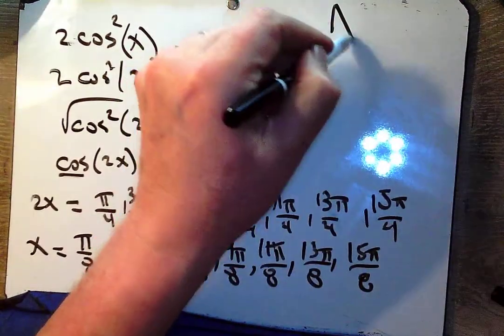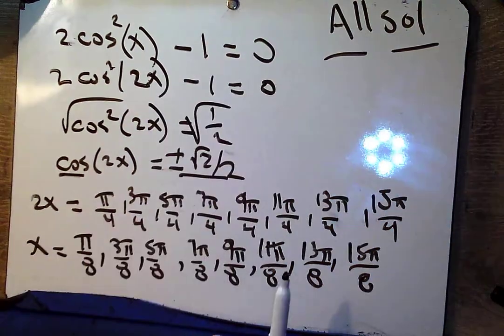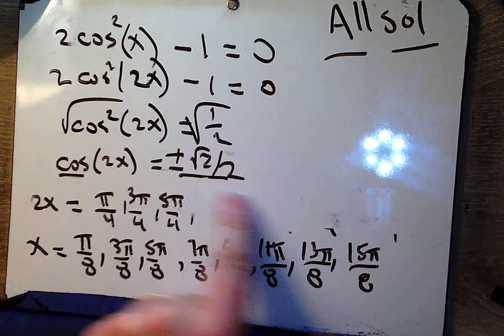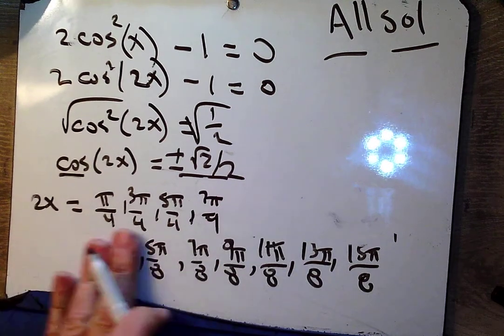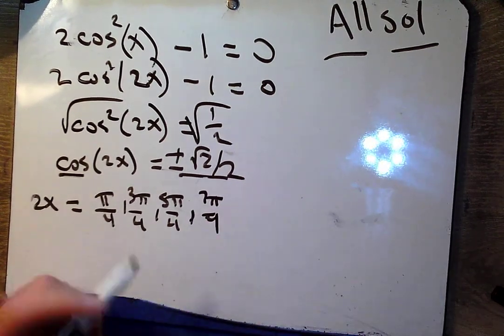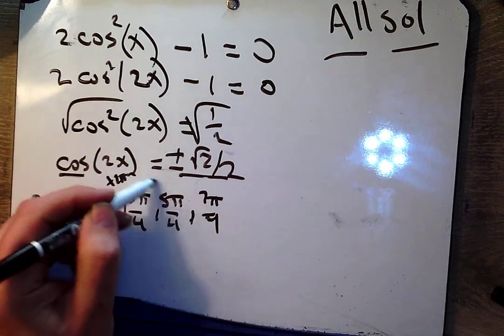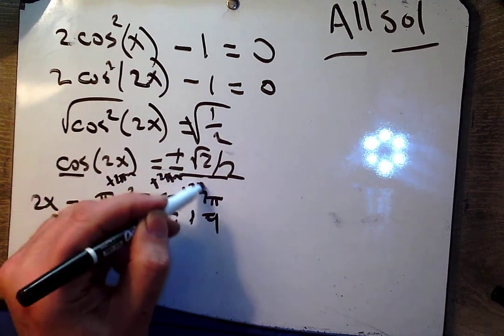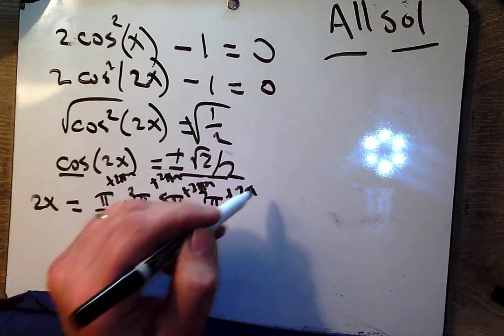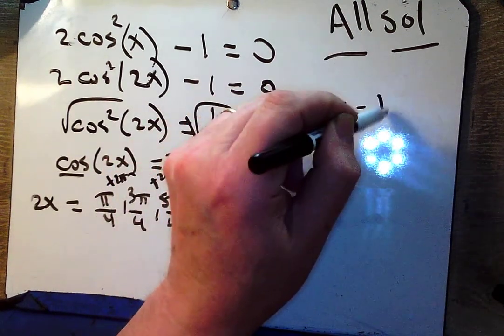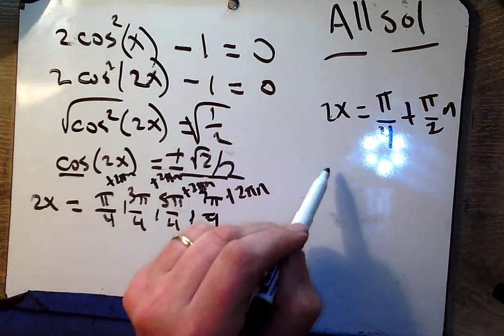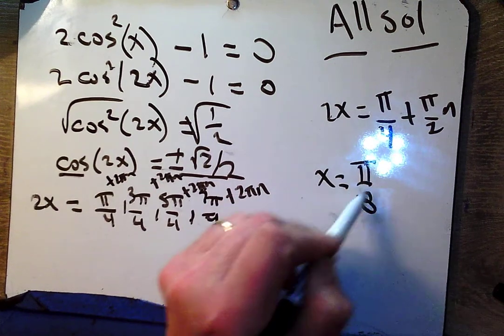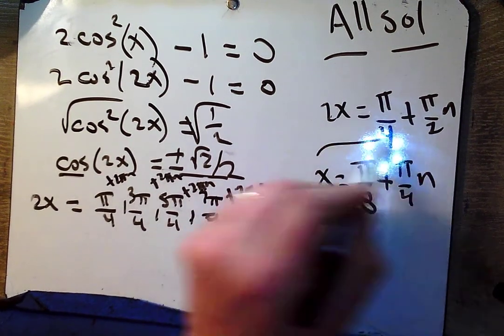But what about all solutions? How do we do that? Well, we don't need to go around twice. And at this point, we could slap on plus 2 pi n everywhere. So much writing. Wouldn't you rather have 2x equals pi over 4 plus pi over 2 n, and then divide everywhere by 2? x equals pi over 8 plus pi over 4 n. That would be my solution.